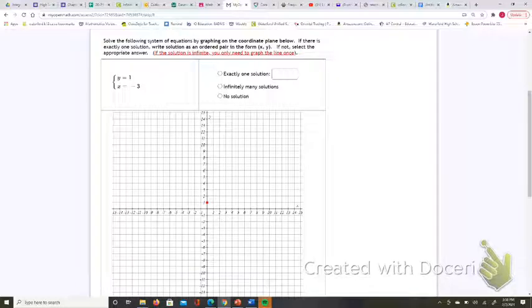And we can't go up or down because if I move up or down, I'm changing the y. But I can go across. Notice that I'm still at y equals 1. So that's my first line.